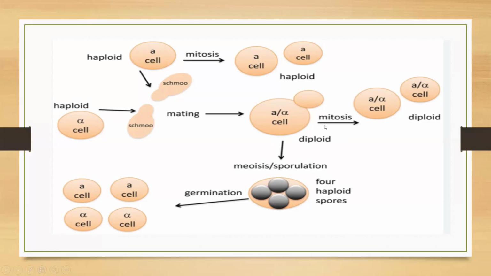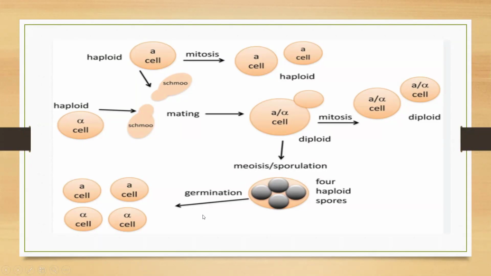Next step, the mitosis process will be completed. Next step, meiosis. This is called meiosis. Meiosis means the cell division process, the multiplication process. Multiplication means two cells divided into four cells, four cells divided into eight cells. That is called multiplication. This process means meiosis. This is called sporulation or meiosis. How many haploid spores are there? One, two, three, four. Four cells. Okay, these are the haploid spores.